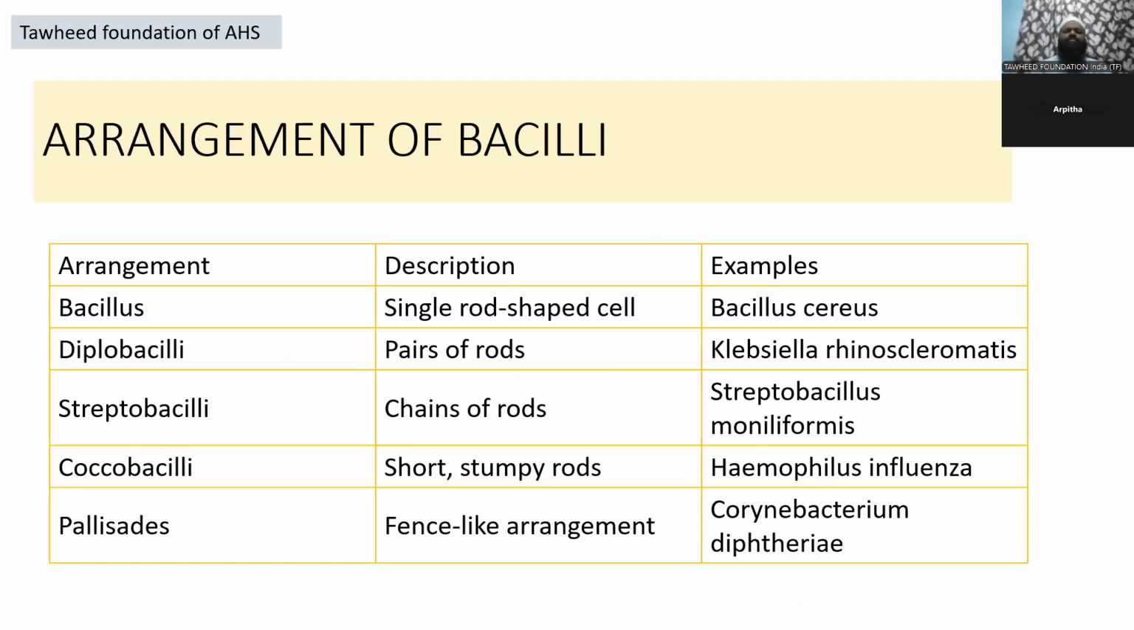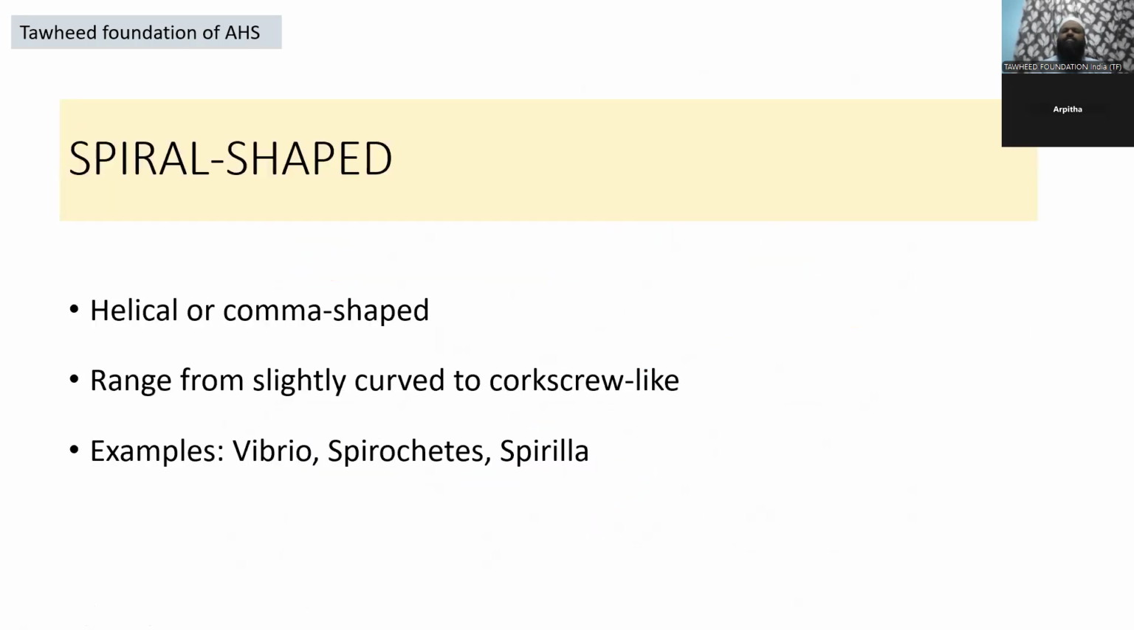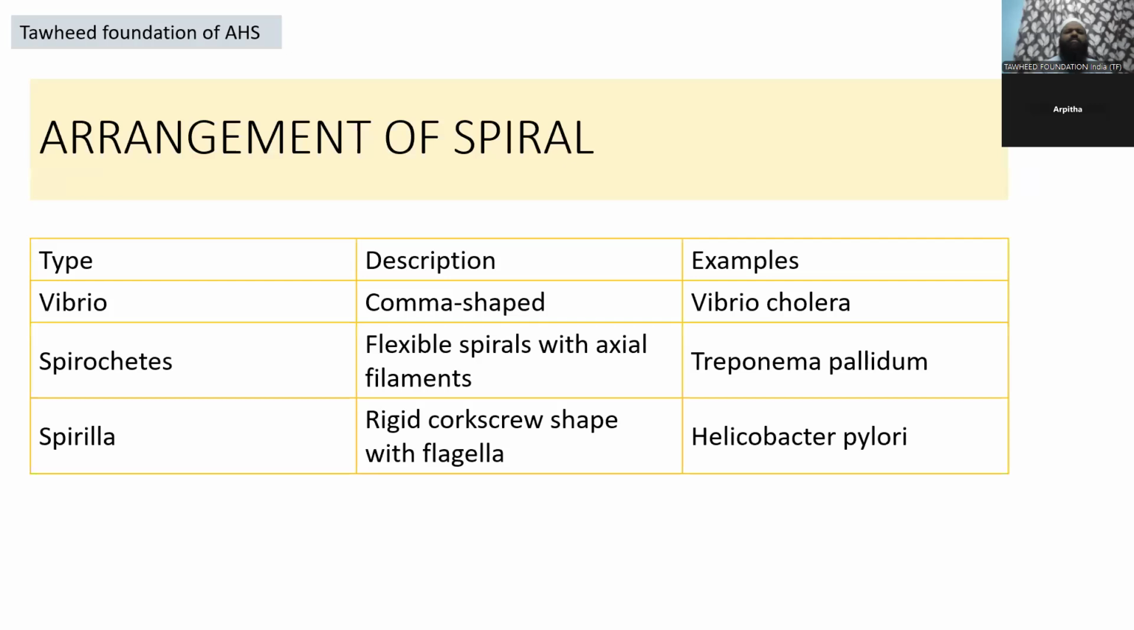Palisade arrangement, like Corynebacterium diphtheriae. Next, spiral-shaped organisms. This group includes bacteria that are either helical-shaped or curved, comma-shaped bacteria. It ranges from slightly curved to corkscrew-like. And let us go into the arrangement of this organism. Vibrio is comma-shaped, Vibrio cholerae.